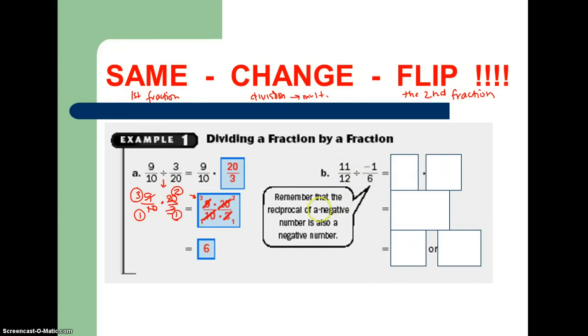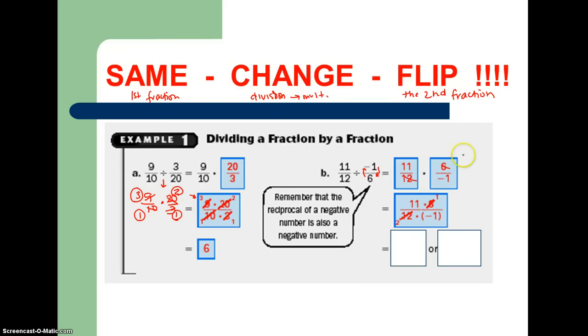For part B, remember that the reciprocal of a negative number is also a negative number. We're just flipping the denominator and numerator. So 11/12 stays the same. We change division to multiplication, and we flip -1 over 6 to 6 over -1. You can divide out common factors, and that's what they do here. Both divide by 6. 11 times 1 is 11. 2 times -1 is -2. 11 over -2 is your answer, or you can change it to a mixed number, -5 1/2.